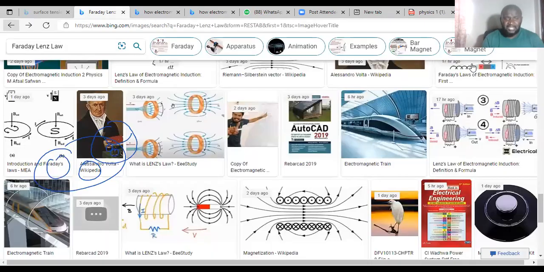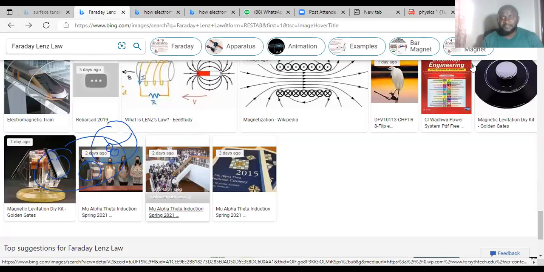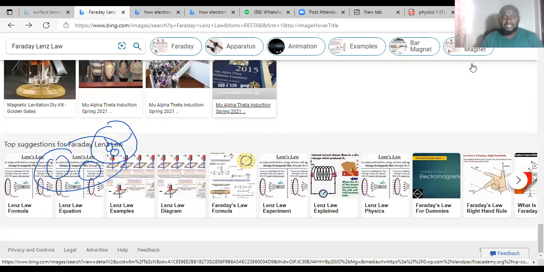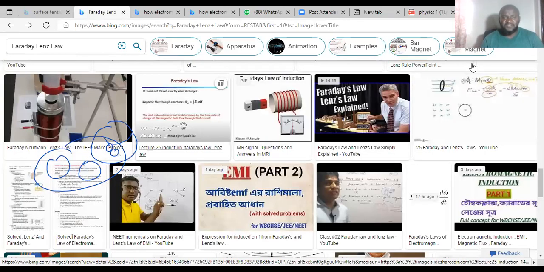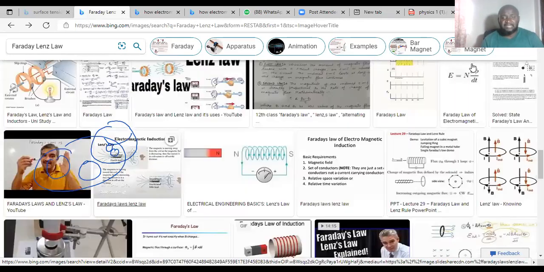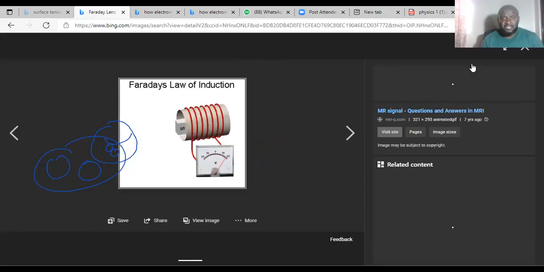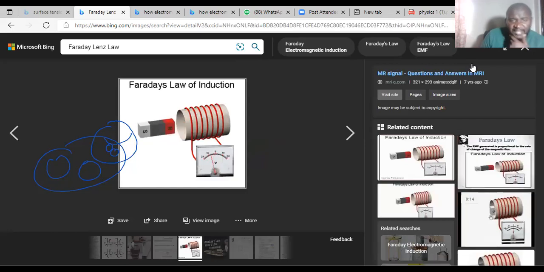So electromagnetic induction is a wide field of study, and it has brought about so many changes in the life of electricity. And it is from here also that we advance the knowledge of alternating current circuits. If you look at this one, for example, you see this image is demonstrating Faraday's law.